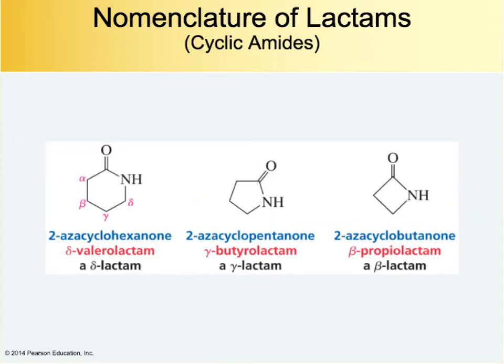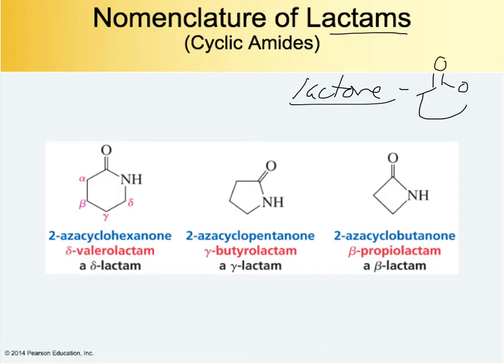Nomenclature of lactams. So the cousin of a lactone is a cyclic ester. A lactam then is a cyclic amide. Again, I'm not going to ask you to know much more than can you identify something as a delta lactam because it's alpha, beta, gamma, delta.